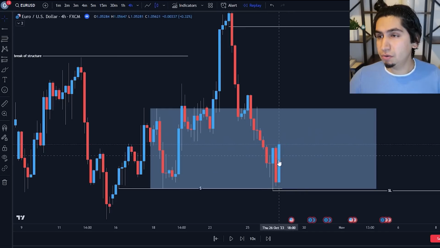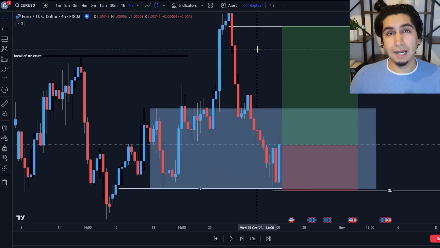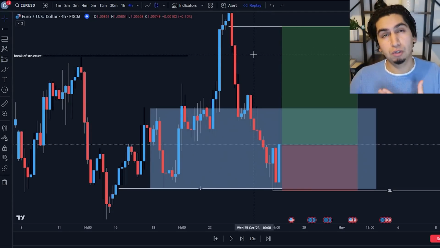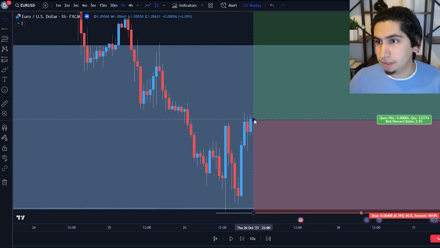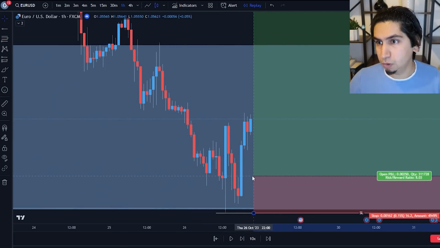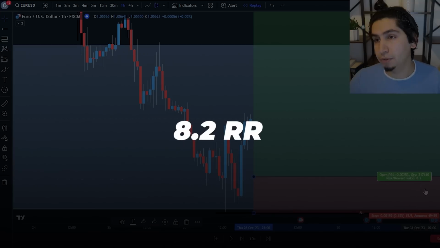Now simply entering here would give you an RR of 2.6, okay? But I don't want that. I want a better entry so I can have a better risk to reward ratio, okay? So I went on the 1 hour. We can see that price has potential to come down here because we have this order block and this imbalance. So already it would give us 8.2 RR.